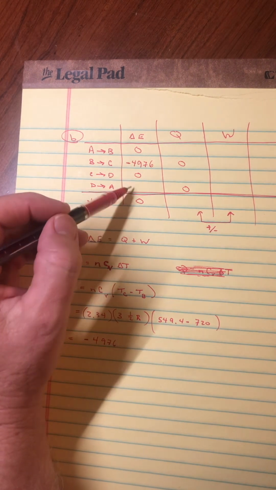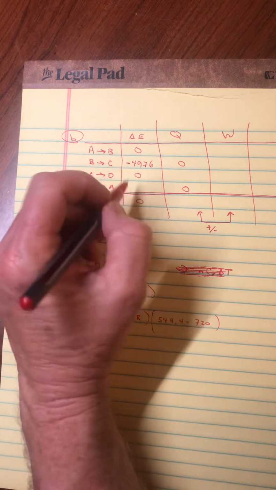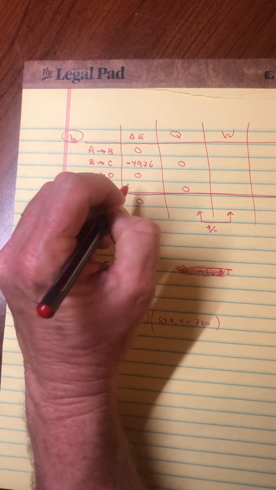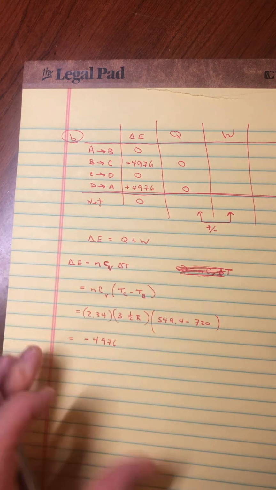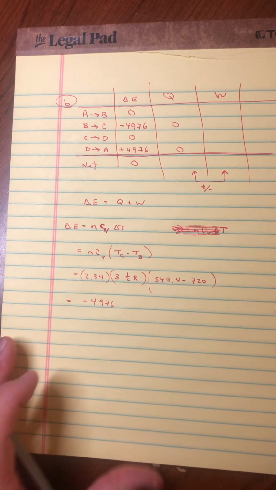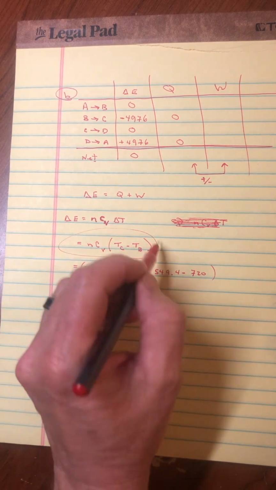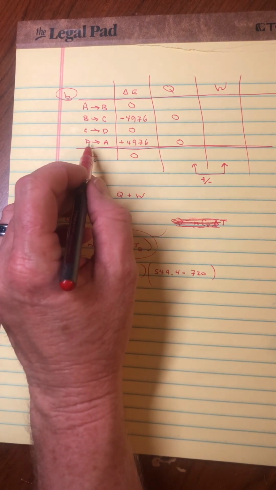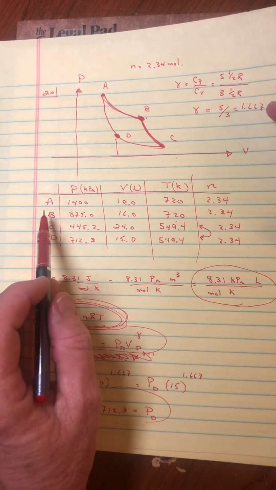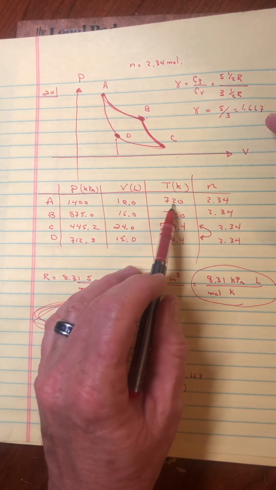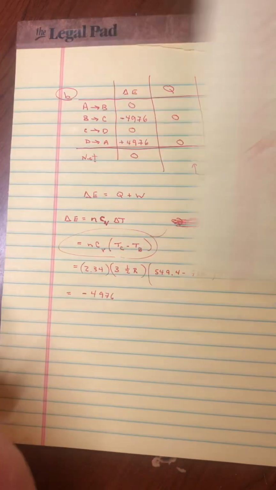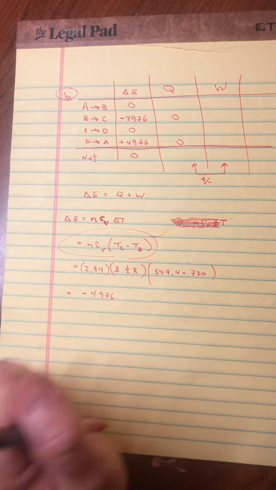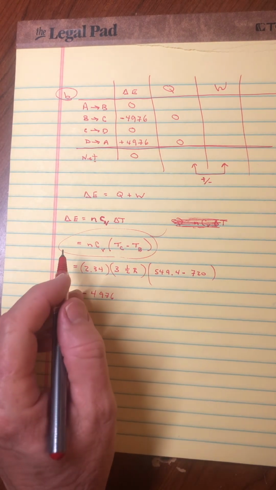Which, as I was saying earlier, these four should add up to be zero, so this is going to be plus 4,976. But you can also see that if I were to do the same calculation for D to A, I have the same temperature difference. I would have this 720, then minus 500. So I'd get the same number, but opposite in sign. So sure enough, that would calculate out.